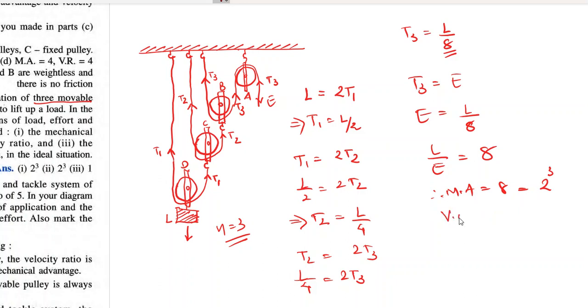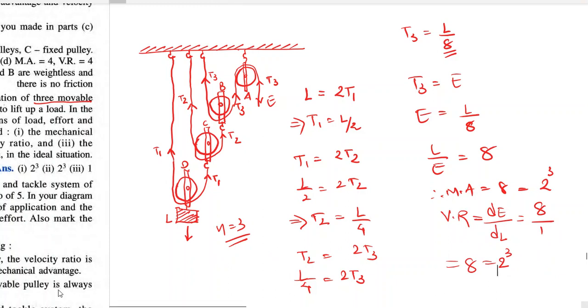Similarly, the velocity ratio. Now see, velocity ratio is distance moved by effort upon distance moved by load. Effort moves 8 times more distance than the load. So it is 8 by 1 or 8 or 2 raised to 3. So velocity ratio is also 2 raised to n, right?